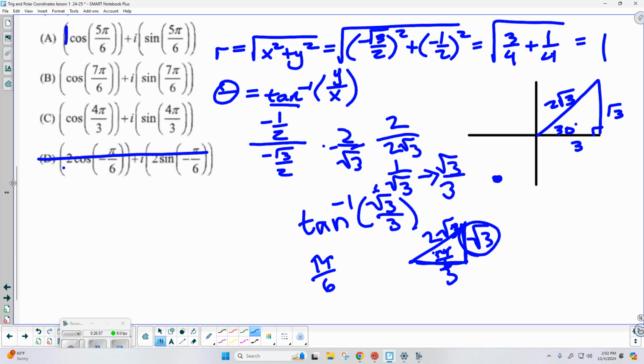Yeah, just extend it. And remember, if you're not interested in doing that, just take the angle you have and add pi. But if we're going to do it this way, we got 30 and 30. Let's rotate over. So 180 plus 30, that's 210. And what's 210 as a radian? 7 pi over 6.